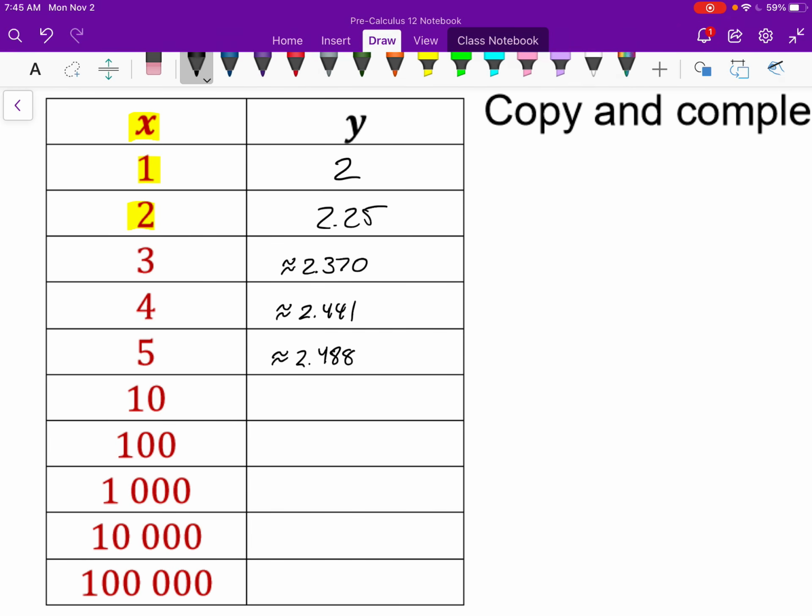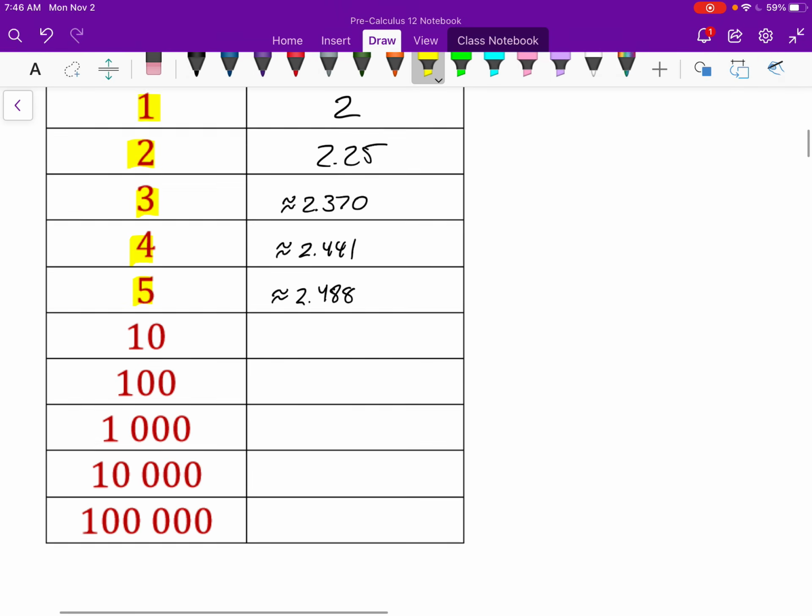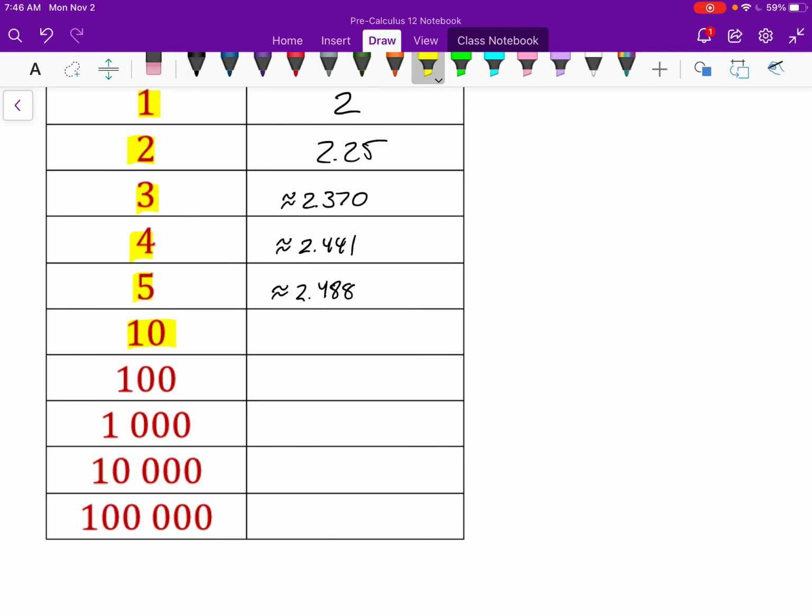2.488. So notice, as x gets larger, the output gets larger. Not a lot: 2 to 2.25 to 2.370. Also notice that as x goes up by the same amount, the output goes up, but by less and less. From 4 to 5, it only goes from 2.441 to 2.488. Let's now start jumping into larger amounts. When x is 10, no surprise, what comes out is a bit larger, but it's 2.594.